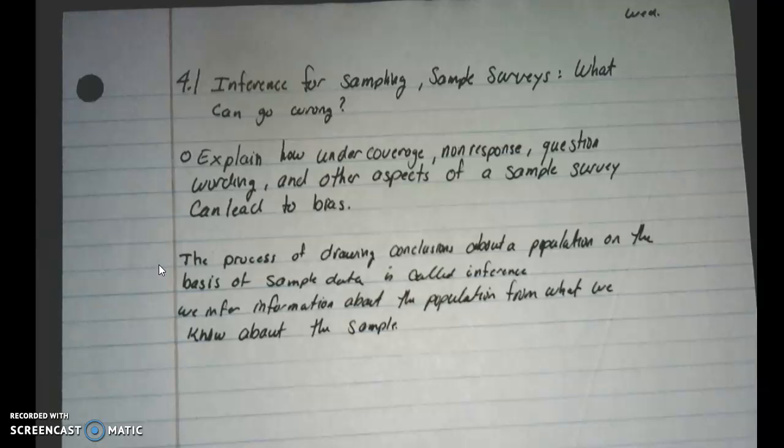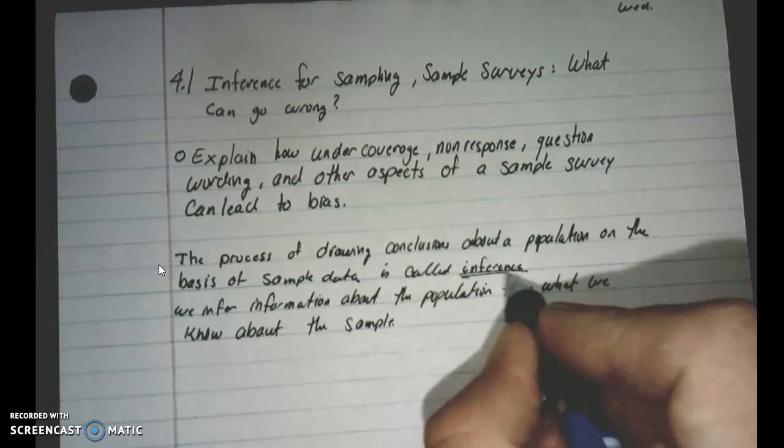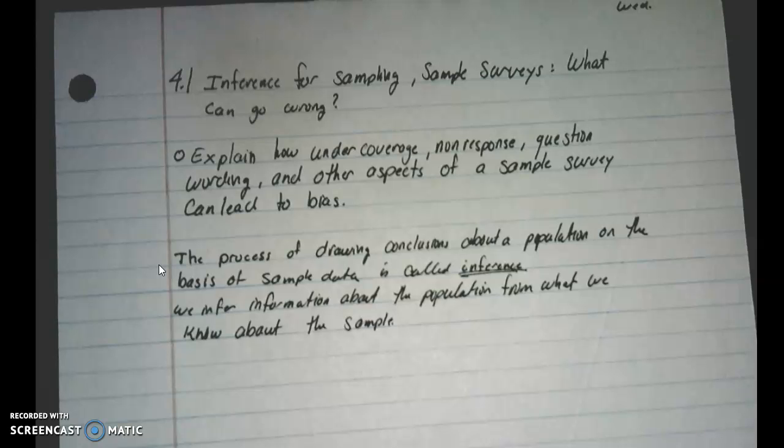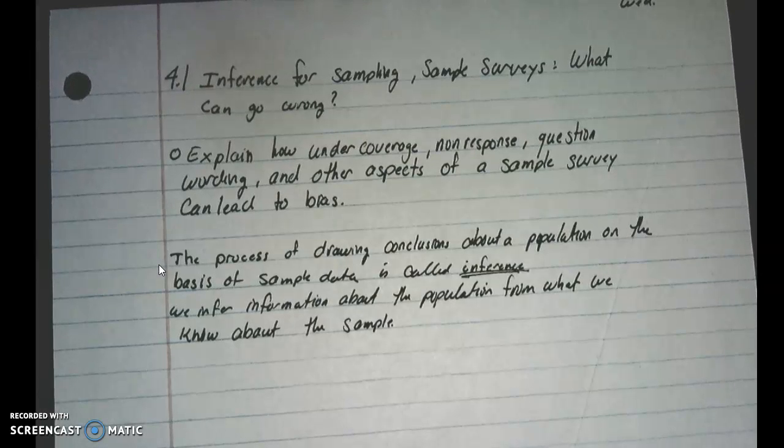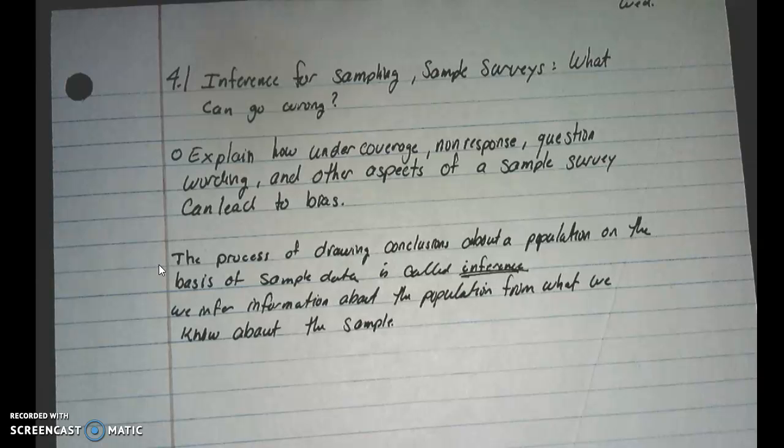Here is the key aspect that we're working with. We want to make an inference. We want to stay away from the word conclusion, but we just want to say that from our data, there seems to be an inference, an association, a connection, but we never say that because of this, this happens. Because as soon as you say that, guess what you're going to get? That's right, a lawsuit, because it didn't happen for that person that one time. So the last part says we infer information about the population from what we know about the sample.